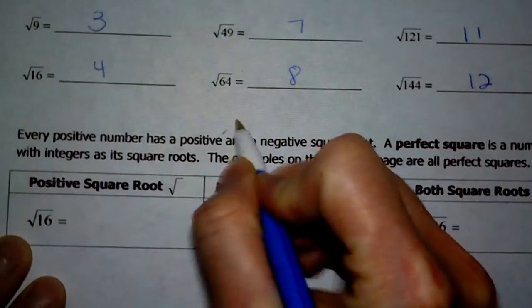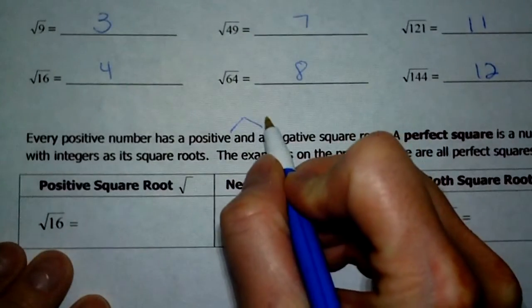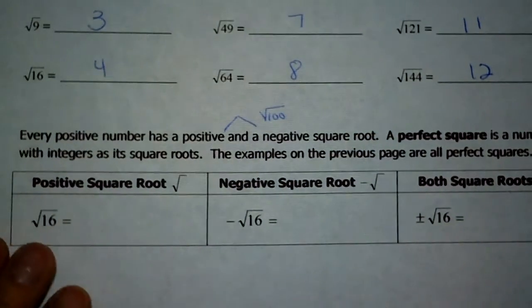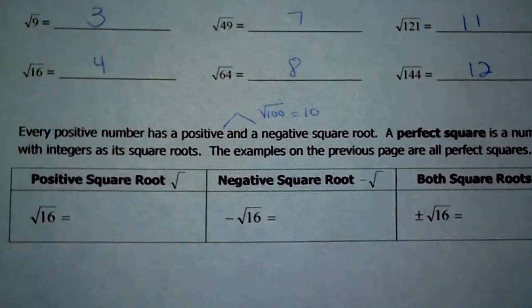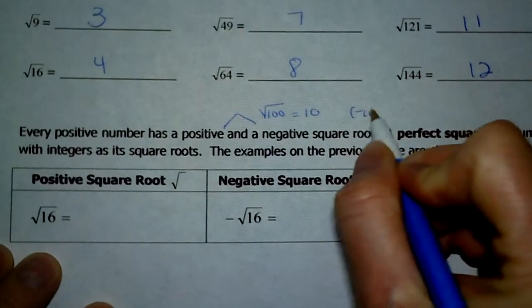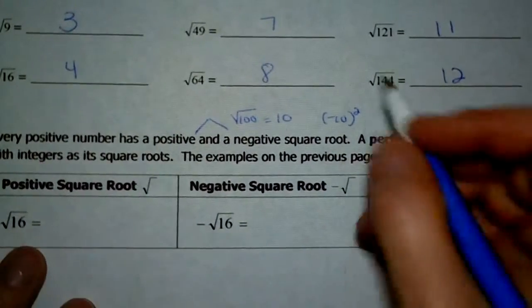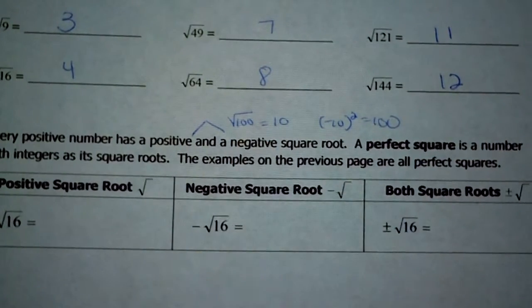For example, think about it this way. If I asked you what the square root of 100 is, we already know that it's 10, right? And we say that it's 10 because 10 squared is 100. But what's negative 10 squared? Isn't negative 10, the quantity of negative 10 squared, also 100? That means that the square root of 100 could be a positive 10 or a negative 10.